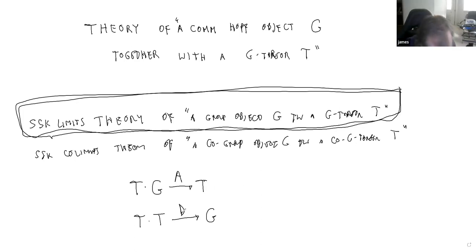That multiplying a group element by a torsor element, I'm multiplying a variable group element by a constant torsor element. That is the thing that's supposed to have an inverse. So how do I say that?